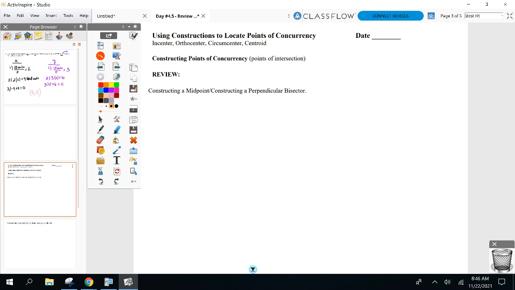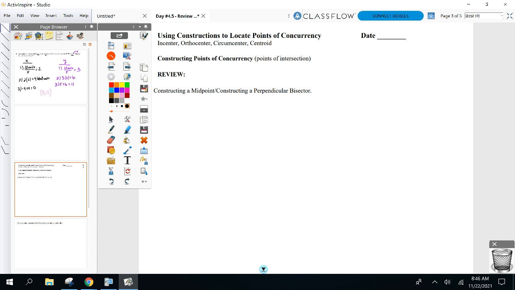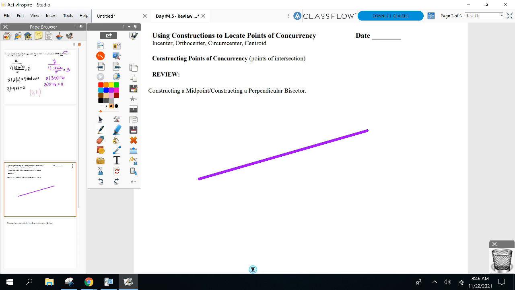So constructing a midpoint or a perpendicular bisector. Everyone grab yourself a line segment. Go ahead, you can just make yourself a line segment with your straight edge. That's all I need here to start this out. Okay, it's the same construction. If I wanted to find the midpoint of my line segment CD or construct the perpendicular bisector of CD, same construction. All right, so I grab my compass.